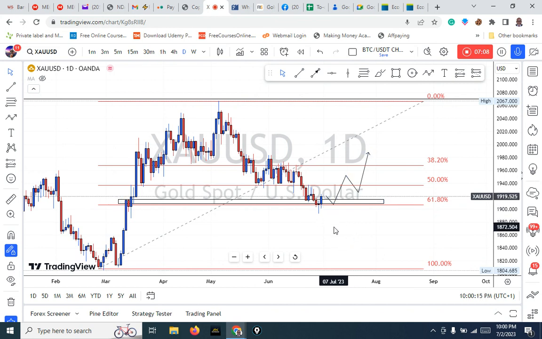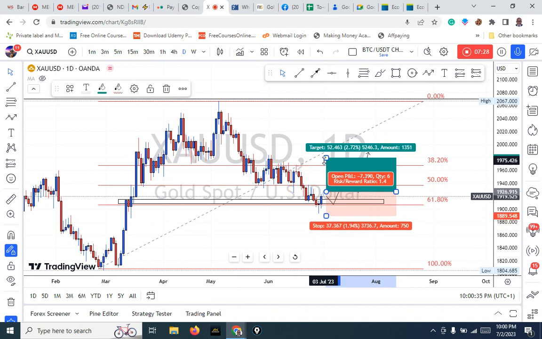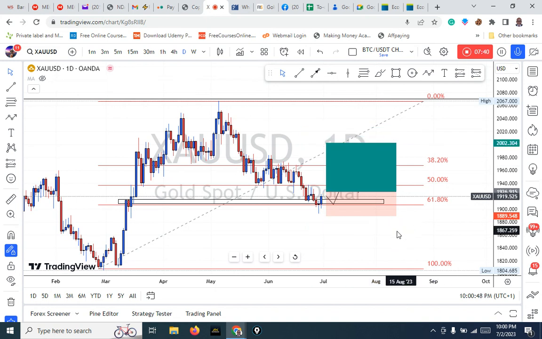What I could do is set a pending buy order to trigger my trade up from this level. When I do that, I set my stop loss, a smart stop loss, and let my take profit be a minimum of 2 to 1 risk to reward. So this is perfect for what I want to do in this trade.